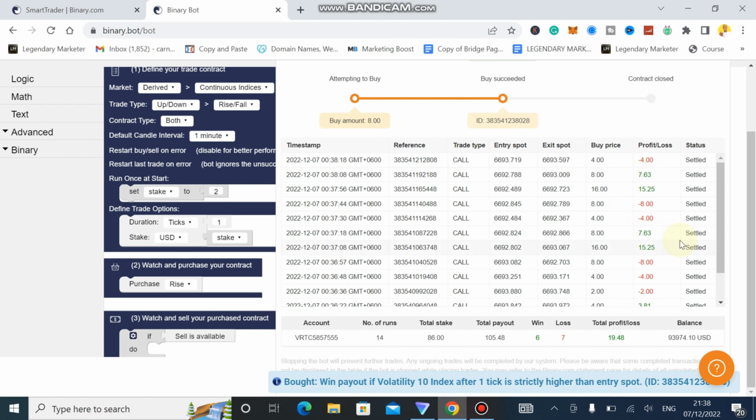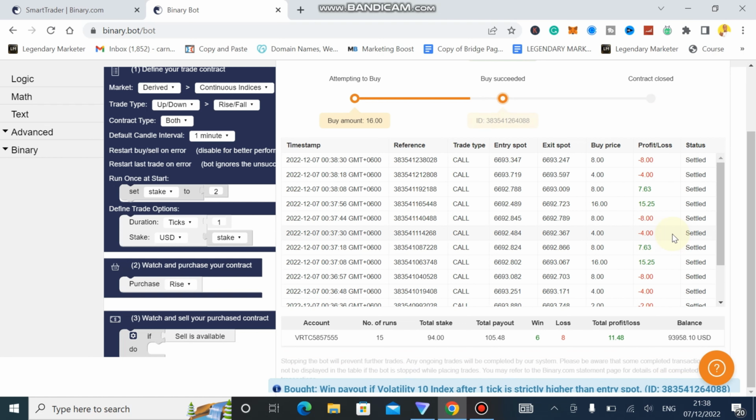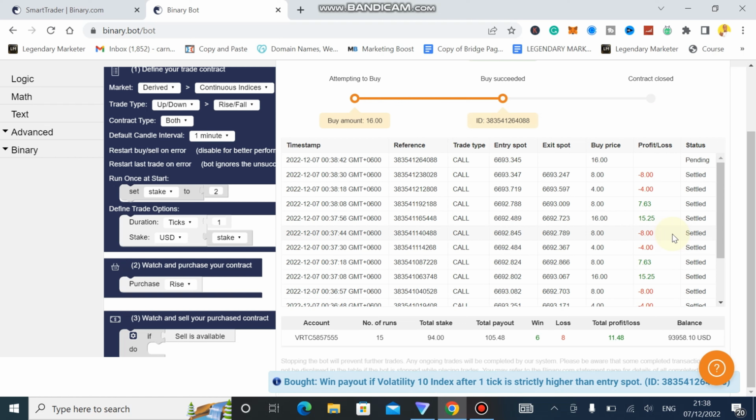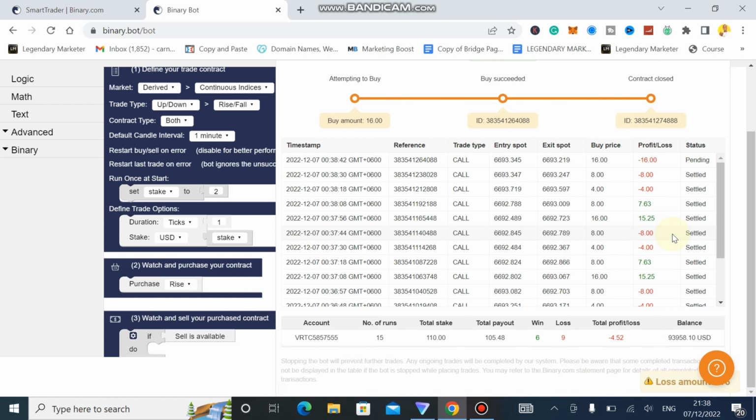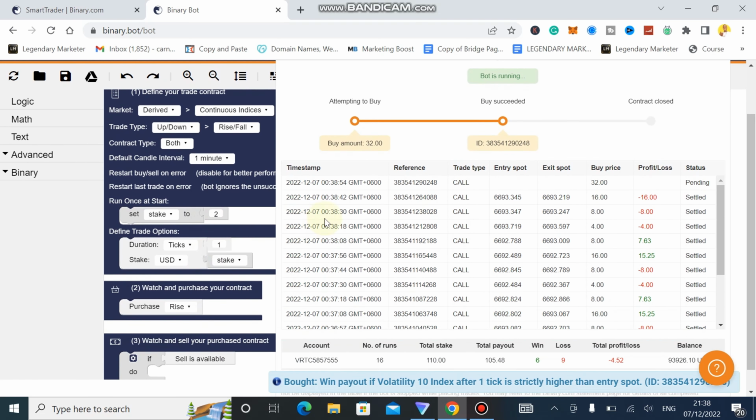So I believe you've basically understood the concept. The concept is that when you lose, your stake multiplies, but when you win the trade, your stake divides by the same 2, thus giving you more profits. Now we are at a loss. Let's see if we are going to make some money.